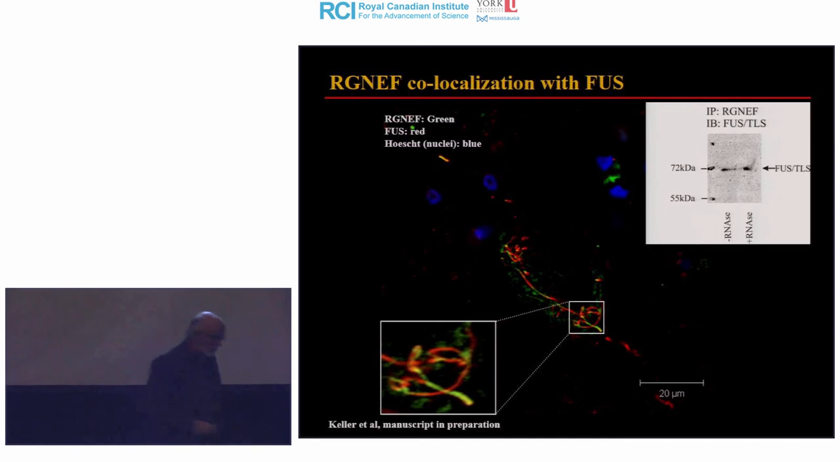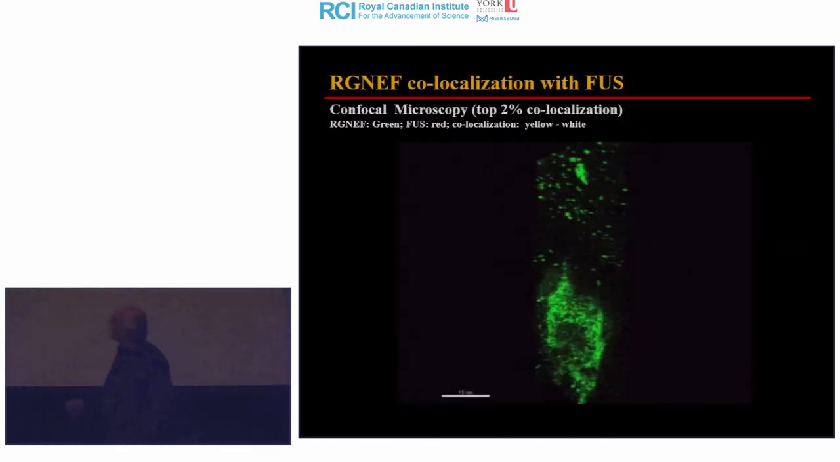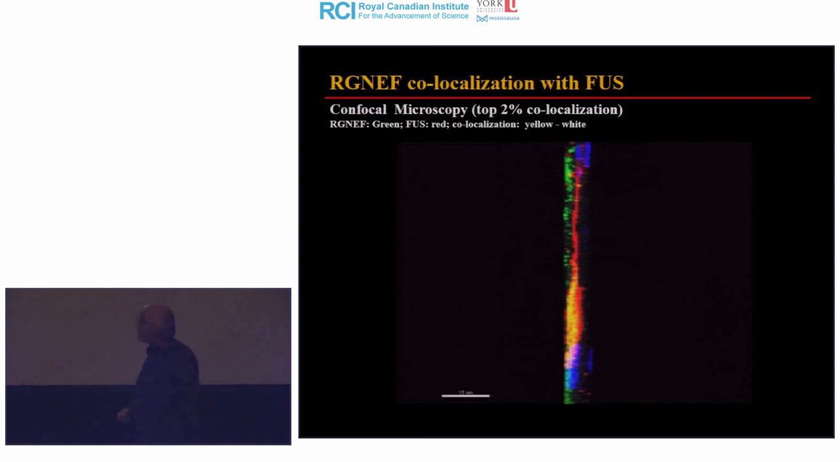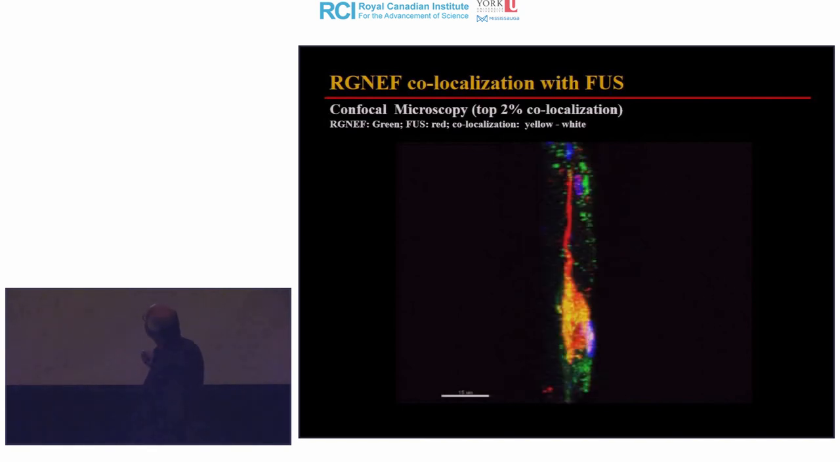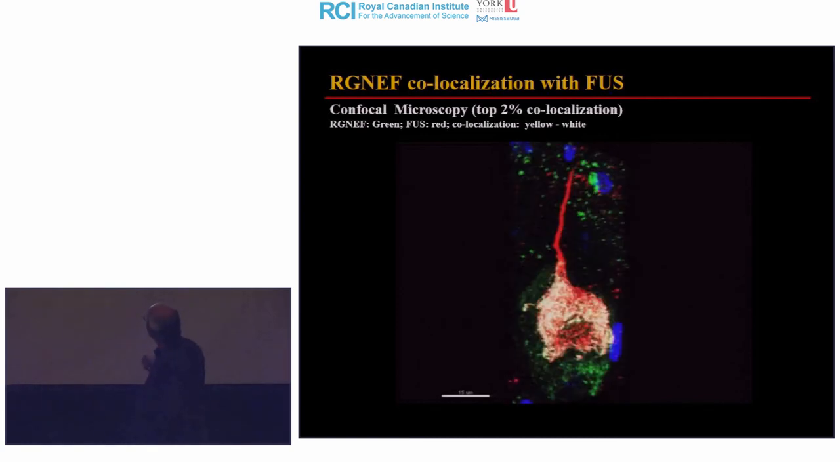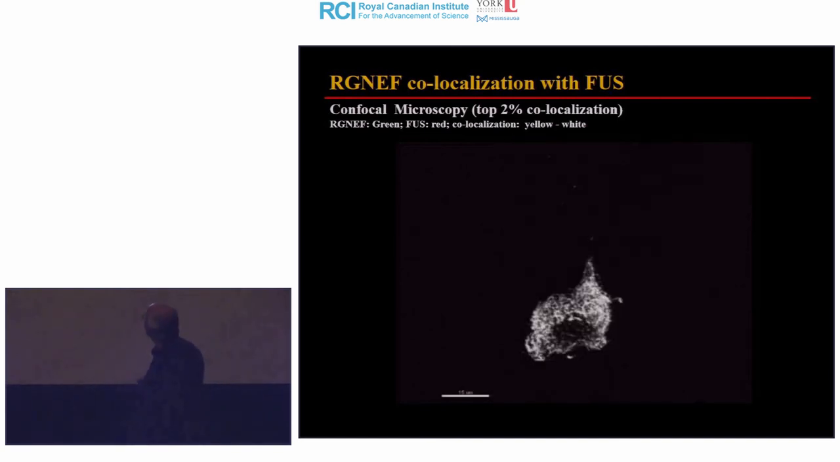Sometimes it overlaps, right? And when we look within that cell, here's a different one, but same process. My RGNEF is green. So again, we're seeing all of these skeins and structures that aren't supposed to be there. And now I'm going to add in my FUS. Look at that. Even out into the highway, I'm seeing aggregates of FUS, right? And when I look at that absolute colocalization, a huge chunk of it is both simultaneously.